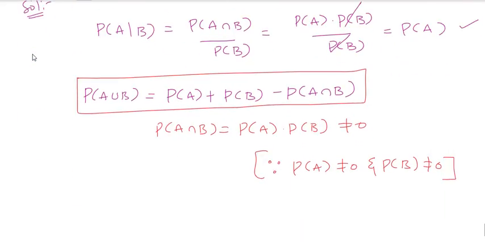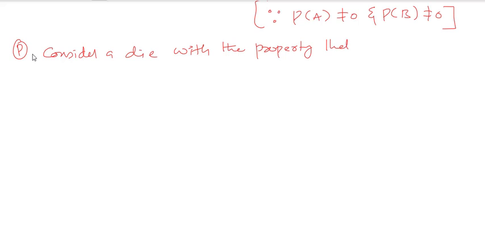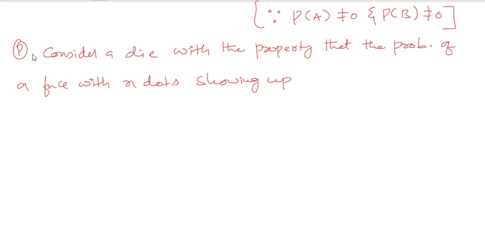Let me take this. It is also a very interesting one. Consider a die with the property that the probability of a face with n dots showing up is proportional to n.